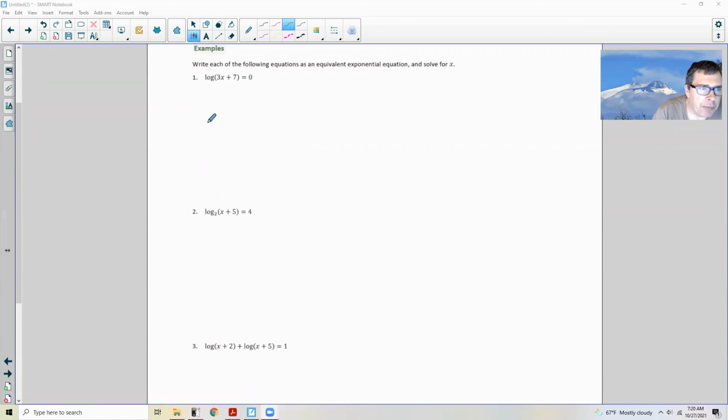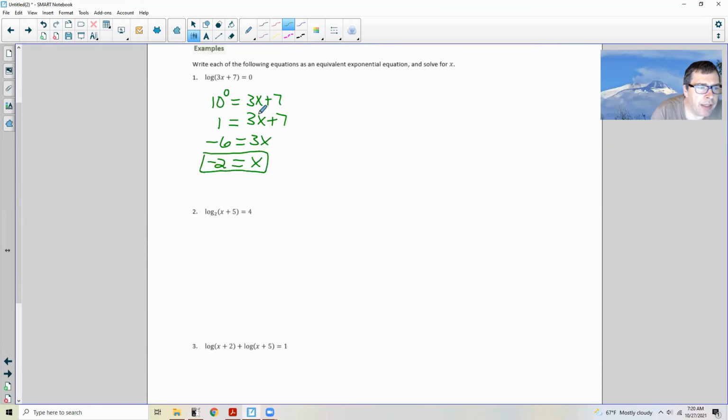Okay, so this is base 10. So you say 10 to the power of L, which is 0, equals our x, which in this case is 3x plus 7. So 10 to the 0 is 1, equals 3x plus 7. Subtract 7 from both sides, I get negative 6 equals 3x. Divide both sides by 3, and x equals negative 2.